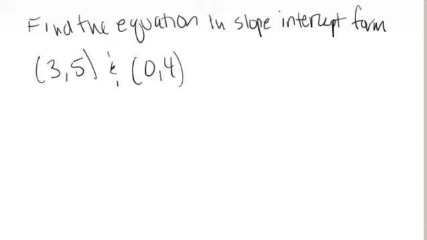Find the equation in slope-intercept form. This is pretty tricky. We have to find our slope first. We have 2 points. I know I can use what's called my slope formula: y2 minus y1 over x2 minus x1.